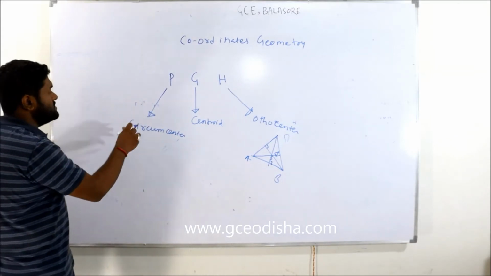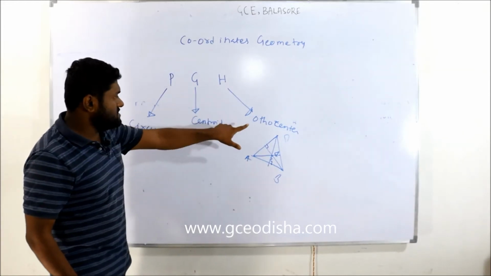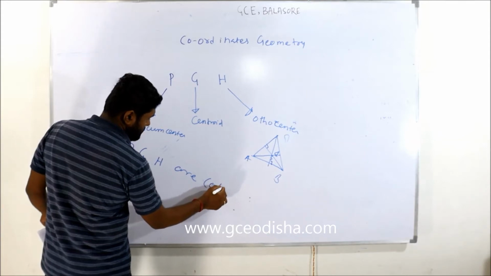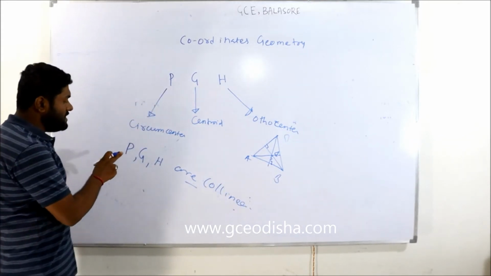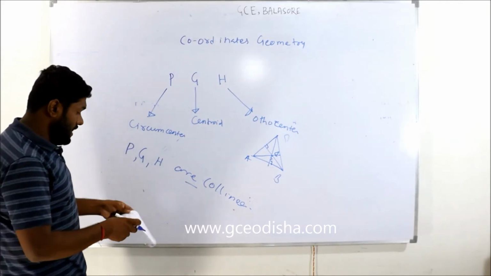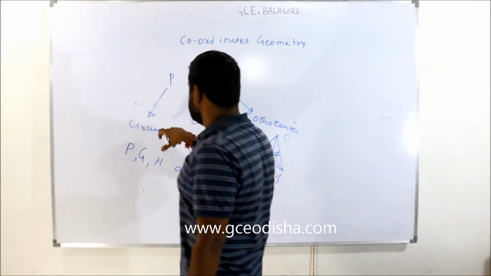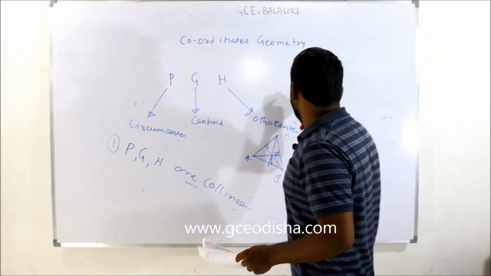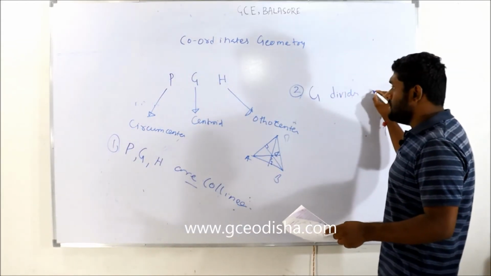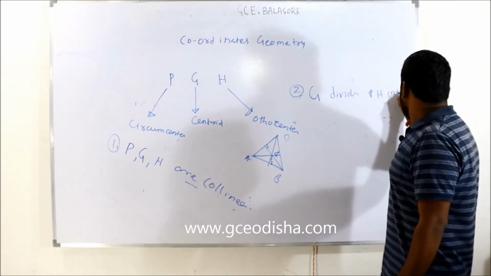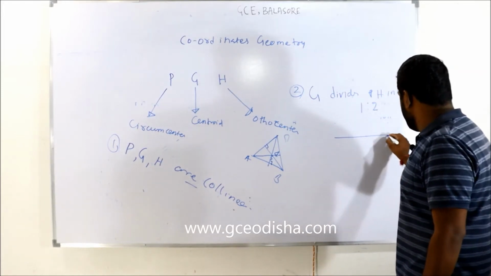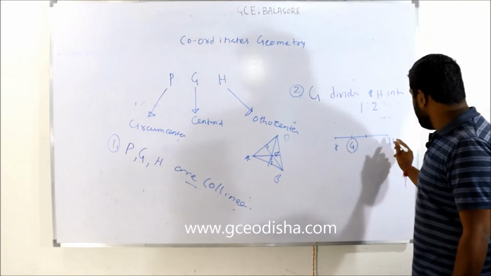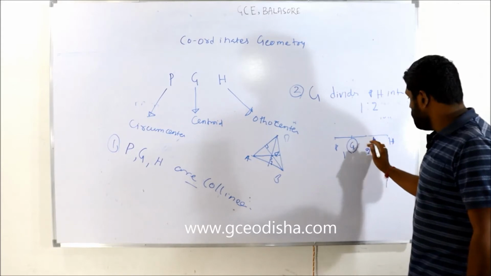In a triangle, if P is the circumcenter, G is the centroid, and H is the orthocenter, then P, G, H are collinear. That means P, G, H lie in a straight line. That is concept 1, and concept 2 is that G divides PH internally in the ratio 1:2. Let this be P and H, and let the point be G. The point G divides PH in the ratio of 1:2.